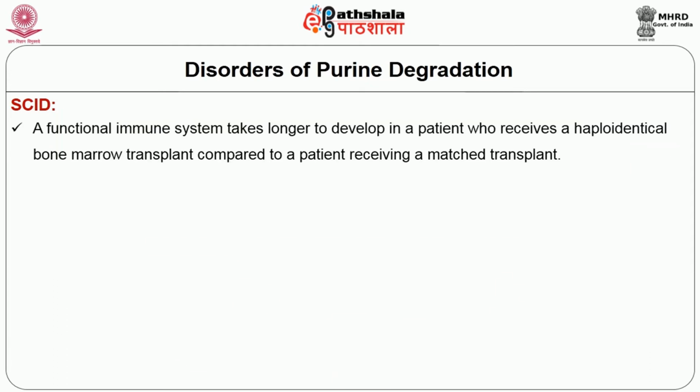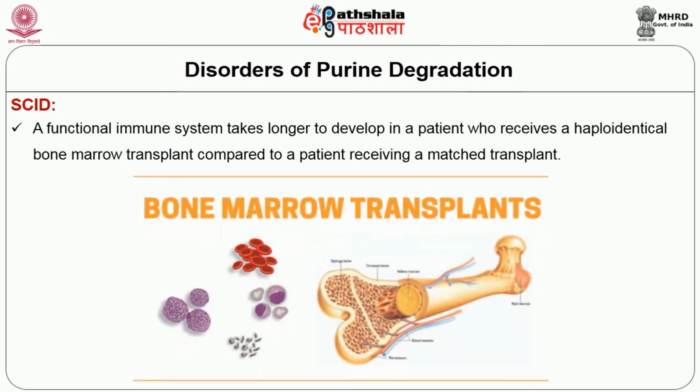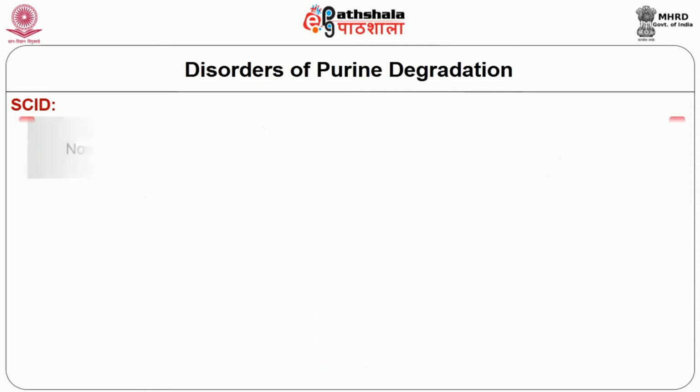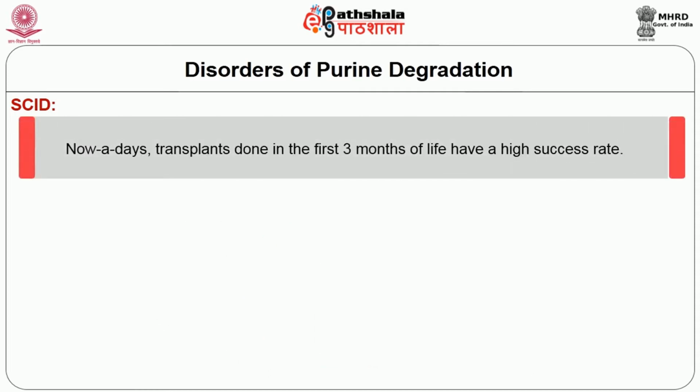Consequently, a functional immune system takes longer to develop in the patient who receives a haploidentical bone marrow transplant compared to a patient receiving a matched transplant. Nowadays, transplants done in the first 3 months of life have a high success rate.